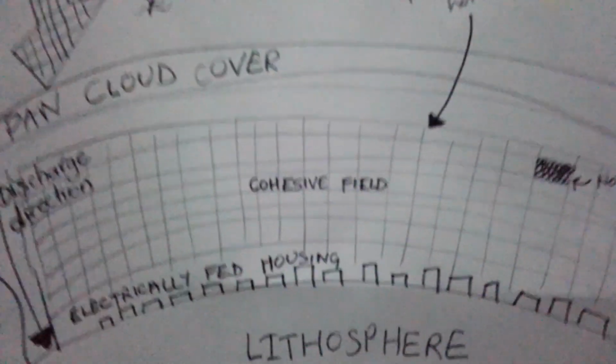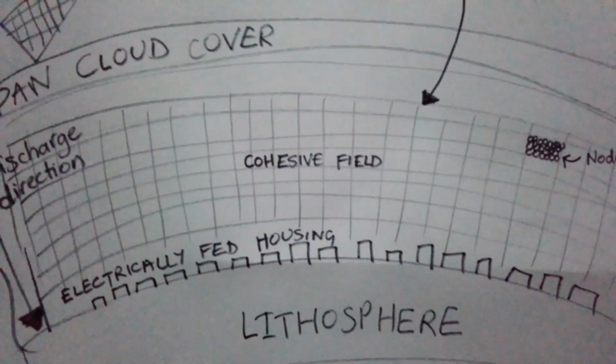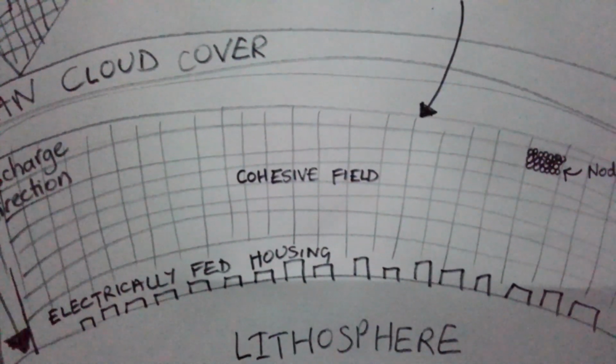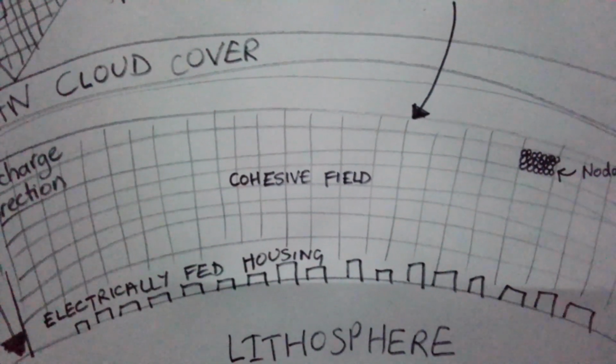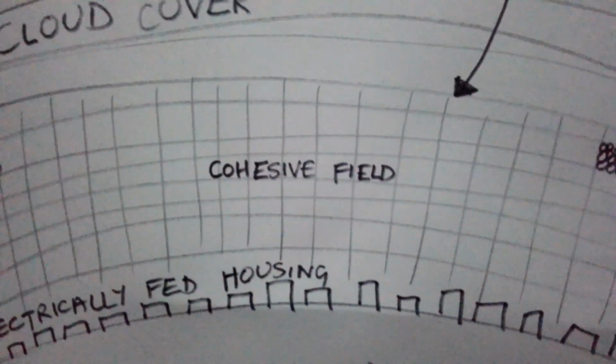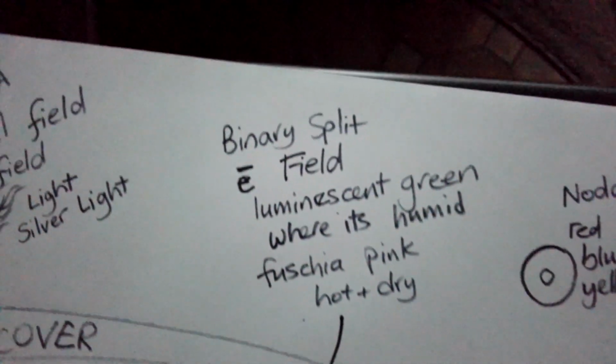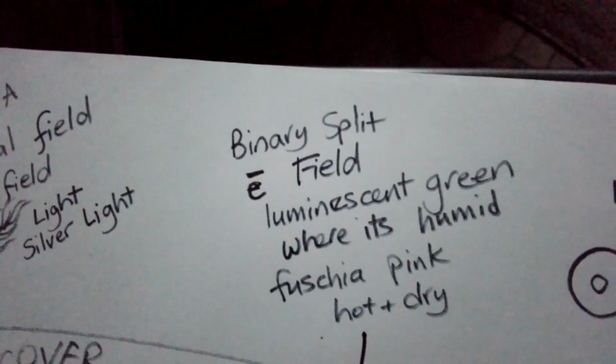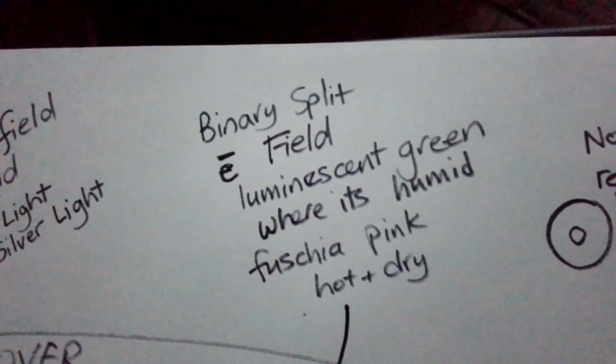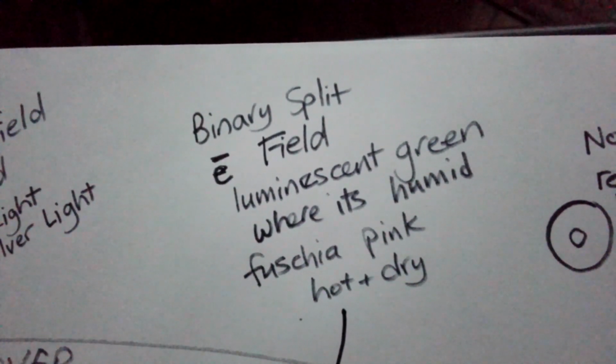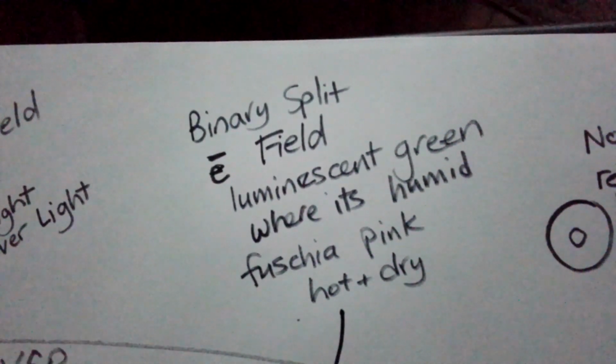And then above all of the houses, you've got a cohesive electronic field. And that field is split into luminescent green where it's humid and fuchsia pink where it's hot and dry. And it's the binary split in the electronic field.